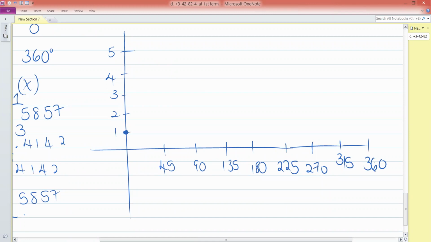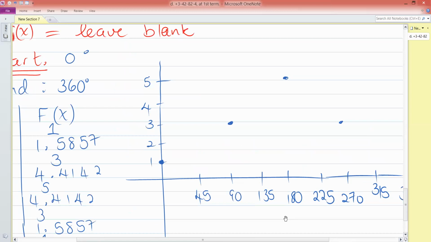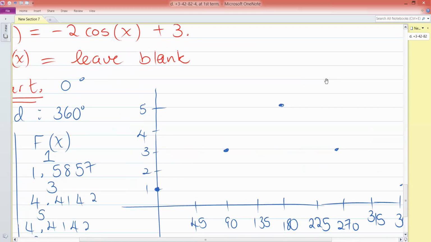Okay, so let's go ahead and plot. So 0 and 1, I've put my first point. You don't have to plot the 45. I'm going to choose the points in between, the most relevant ones. And then 180 and 5. Then 270 and 3. And 360 and 1. Something like that. Negative 2. So now it looks something like that.